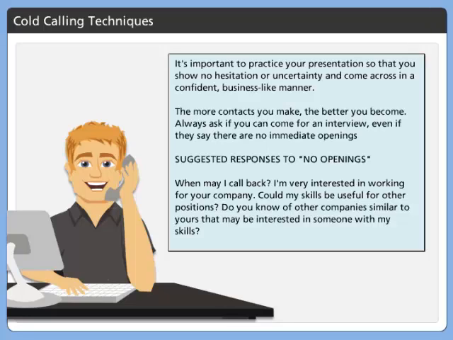Suggested responses to no openings. When may I call back? I am very interested in working for your company. Could my skills be useful for other positions? Do you know of other companies similar to yours that may be interested in someone with my skills?